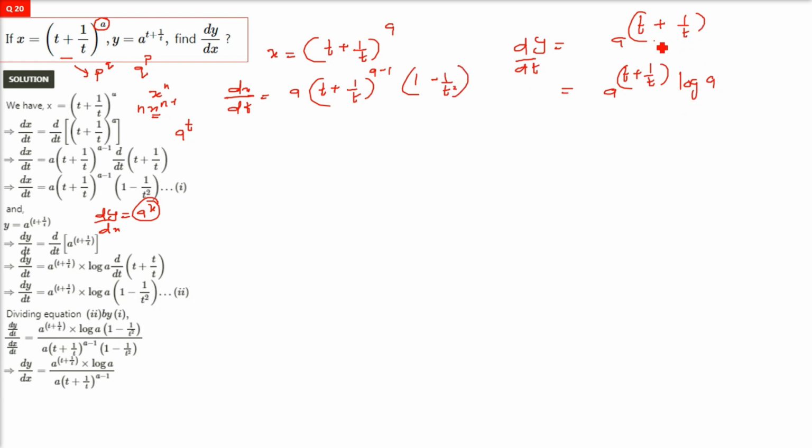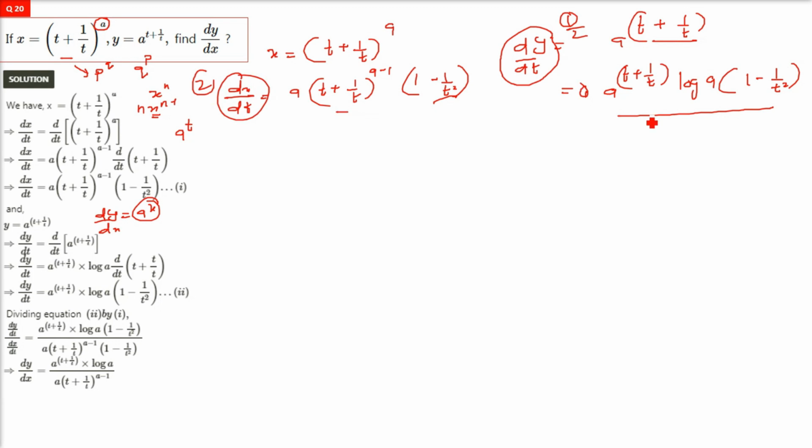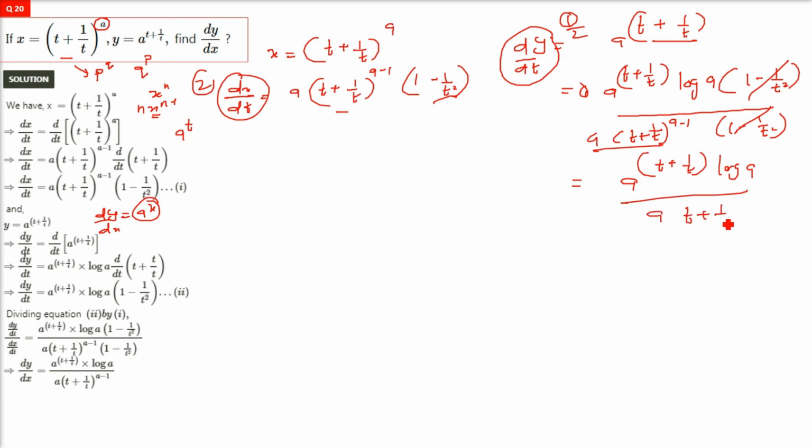Now the differentiation of t plus 1 by t, which we have already done, will be 1 minus 1 by t square. Now we have to divide them. So we have to do dy by dt divided by dx by dt. Let us divide it. So a to the power (t plus 1 by t) log a times (1 minus 1 by t square), divided by a (t plus 1 by t) to the power a minus 1 times (1 minus 1 by t square). Since this 1 minus 1 by t square is similar, you can cancel them out. Then in the denominator you have a (t plus 1 by t) to the power a minus 1. Now this is the same thing which we wanted. This is the answer.